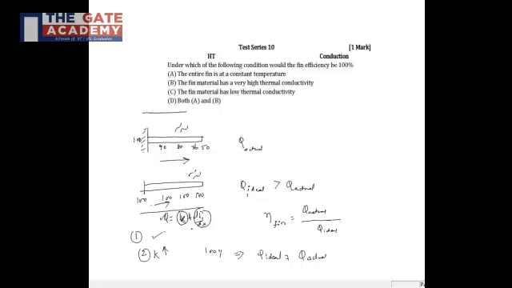So both A and B satisfy the case when the ideal heat transfer to the atmosphere becomes equal to the actual heat transfer, that is when efficiency is 100%. Thank you.